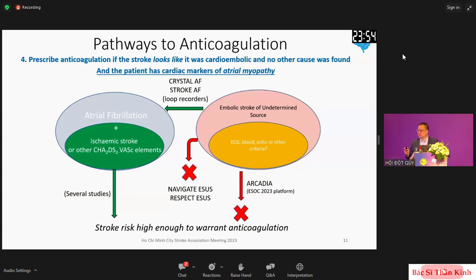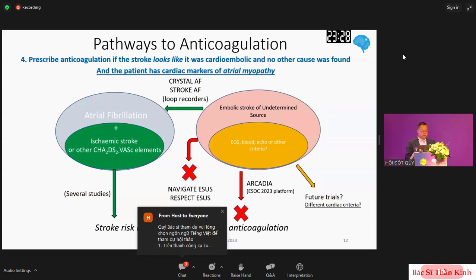That does not necessarily mean that this concept isn't right. There are other studies to be performed, and we'll hear about them as time passes, which are looking at other ways of diagnosing this concept of atrial myopathy. And we hope that maybe with different criteria for defining what atrial myopathy is, we can avoid having to find the atrial fibrillation. But at the moment, we still need to find the atrial fibrillation before we know that we should anticoagulate.